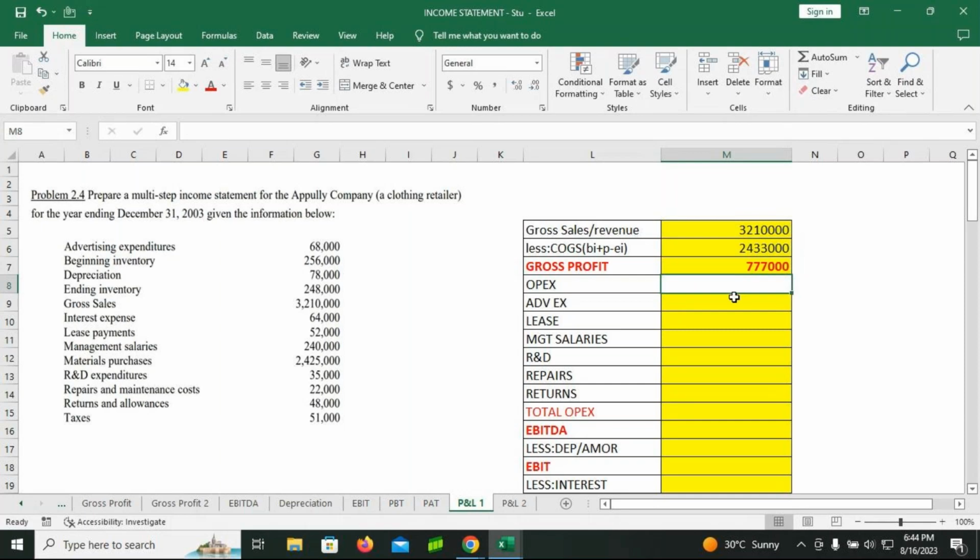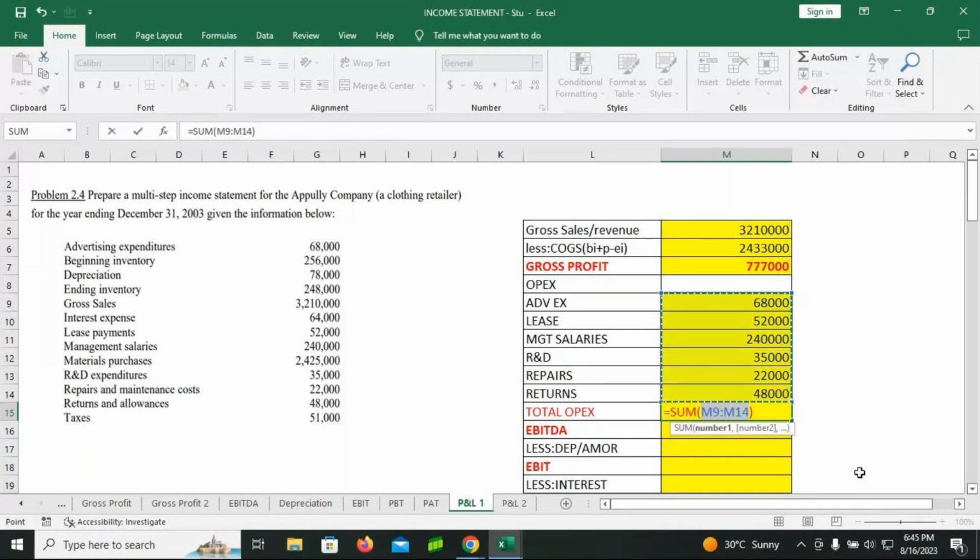Now I have to calculate the operating expenses. Advertising expenses equals 68,000, plus lease. Lease amount is 52,000. Management salaries are 2,40,000. Then R&D expenses 35,000. Repairs 22,000. Plus returns and allowances 48,000. Now I have to calculate overall how much my operating expenses are. I'll use the autosum, and I will get my operating expenses. Now I have to calculate my EBITDA, that is this value minus this value.